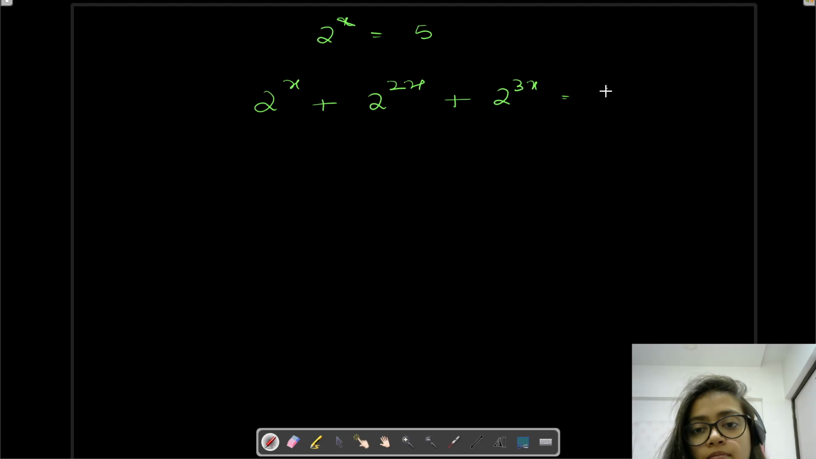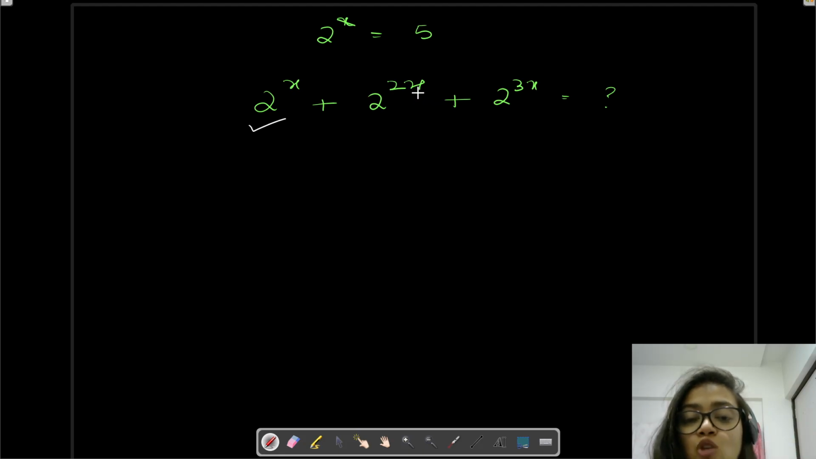Now, it has been given that 2 raised to x is equal to 5, and we have to find out the value of 2 raised to x plus 2 raised to 2x plus 2 raised to 3x. We need to find the value of this expression, and we only know the value of 2 raised to x. So I am thinking, we know the value of 2 raised to x, but what about 2 raised to 2x and 2 raised to 3x?